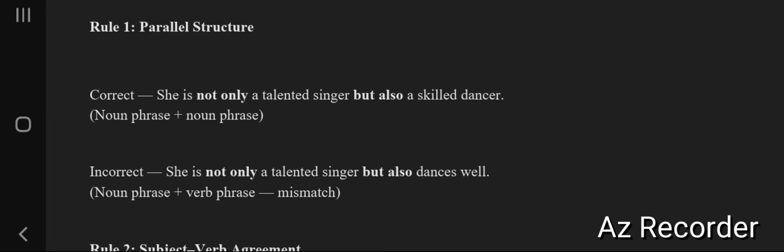Incorrect: She is not only a talented singer, but also dances well. Here we have noun phrase plus verb phrase. Mismatch.